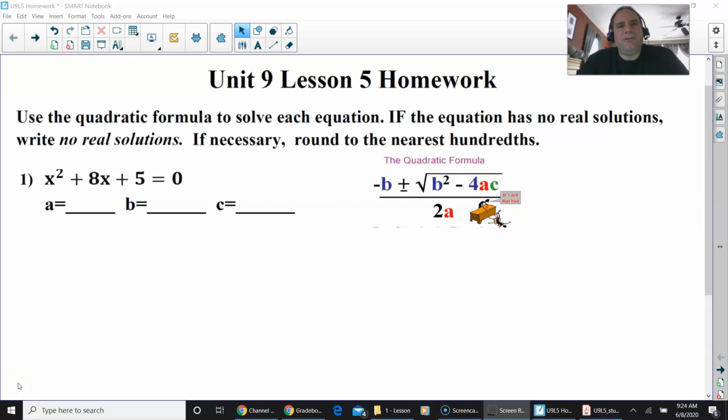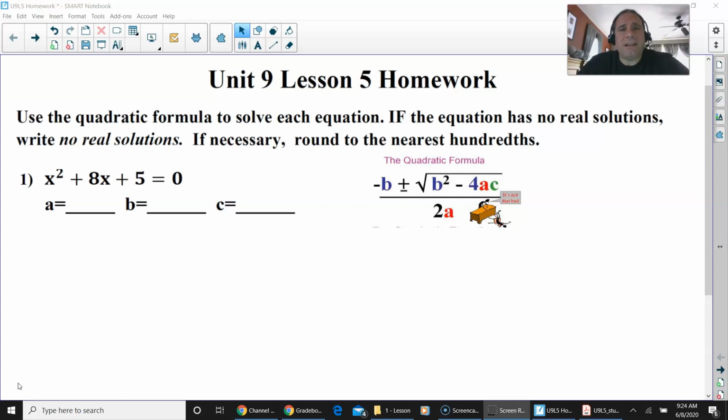Hello everyone, this is Unit 9, Lesson 5 homework, and we are going to work with the quadratic formula in this homework to solve for the roots of any quadratic. Remember, the quadratic formula always works, so it's something that you should definitely learn, and also check your answers with the calculator. Alright, so we're going to start with number 1.